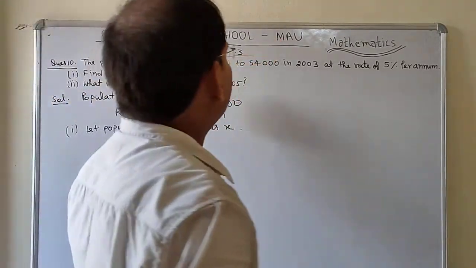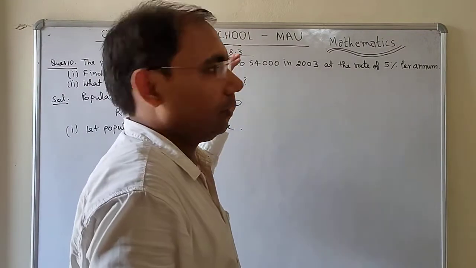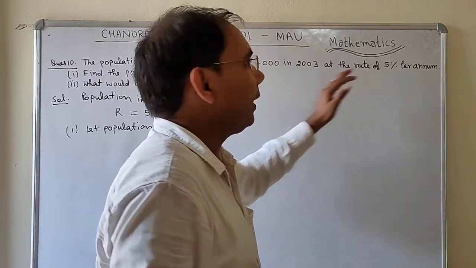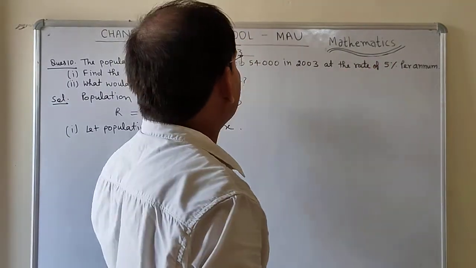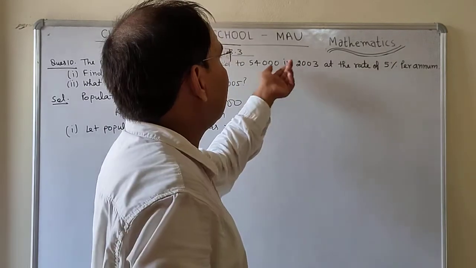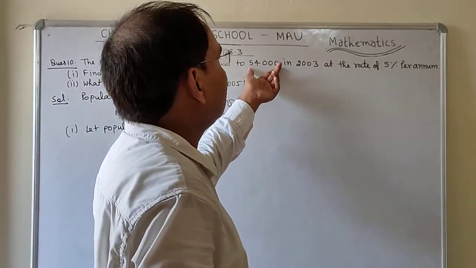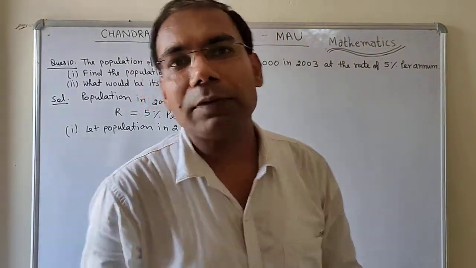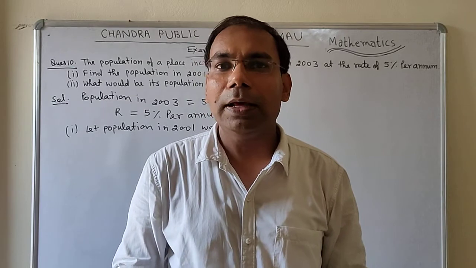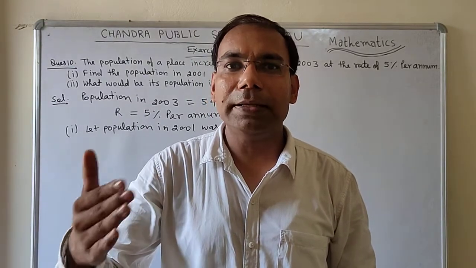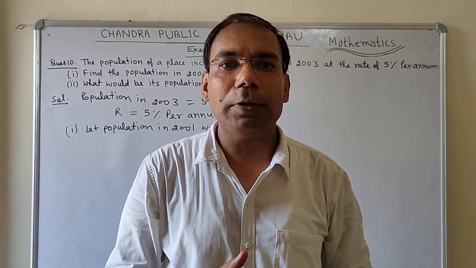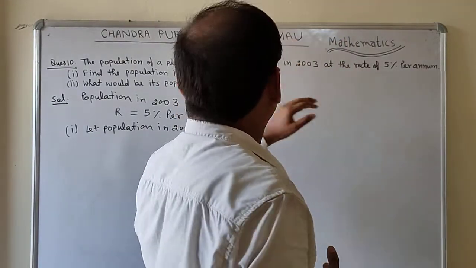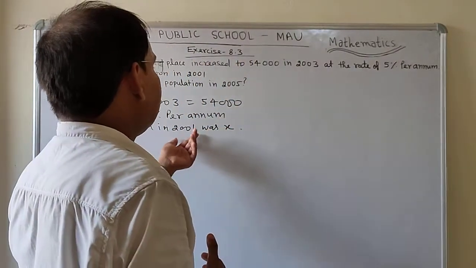Why am I taking X as the variable for the population in 2001? The reason is that whatever the population in 2001 was, that population increased by 5% per annum, and after 2 years the population became 54,000. In the year 2003 the population became 54,000. So whatever the population was in the year 2001, a 5% per year increase was applied on that population, and after 2 years the total population was 54,000. So that's why I have taken it as X.